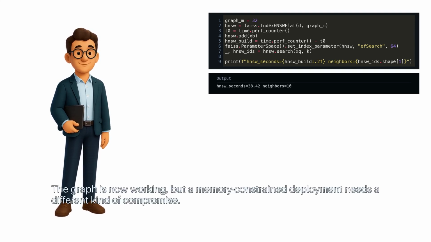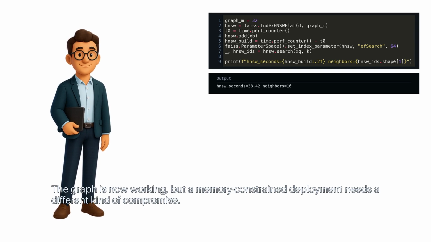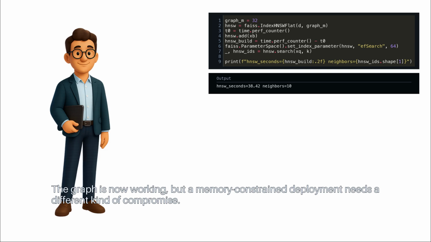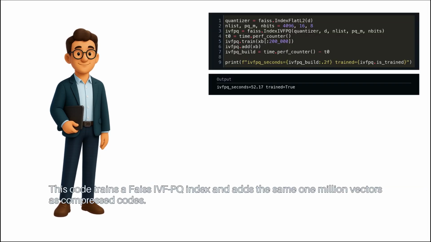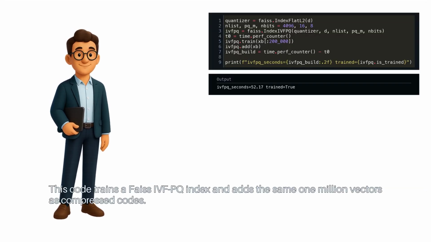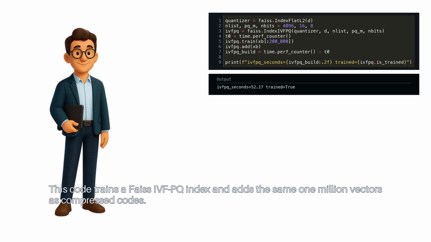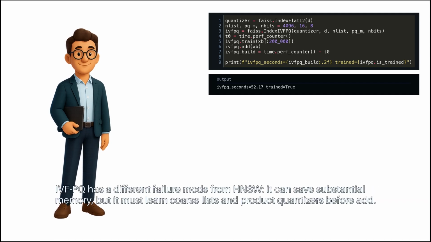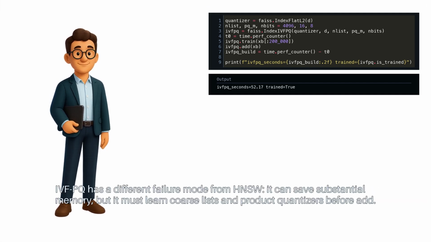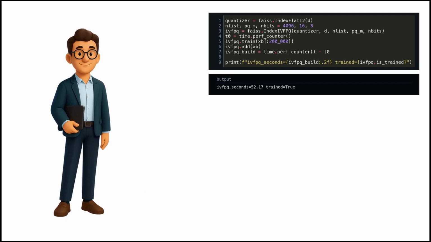The graph is now working, but a memory-constrained deployment needs a different kind of compromise. This code trains a Faiss IVF-PQ index and adds the same 1 million vectors as compressed codes. IVF-PQ has a different failure mode from HNSW. It can save substantial memory, but it must learn coarse lists and product quantizers before add.